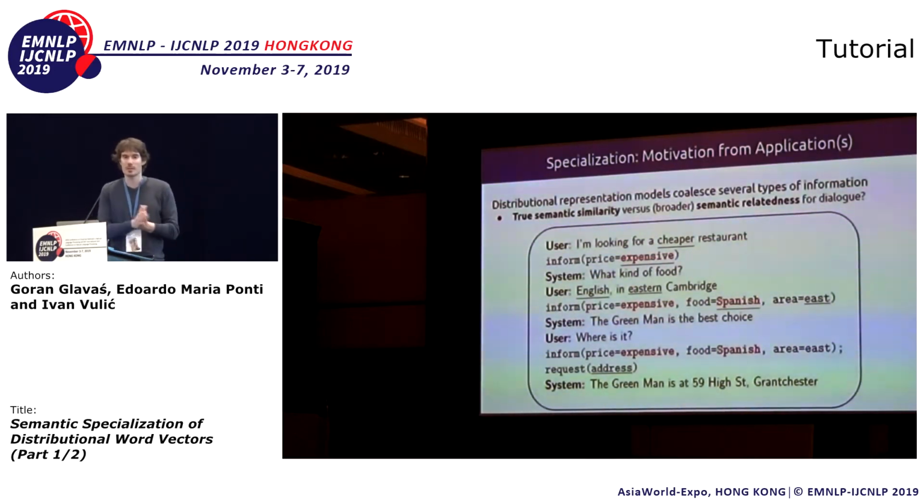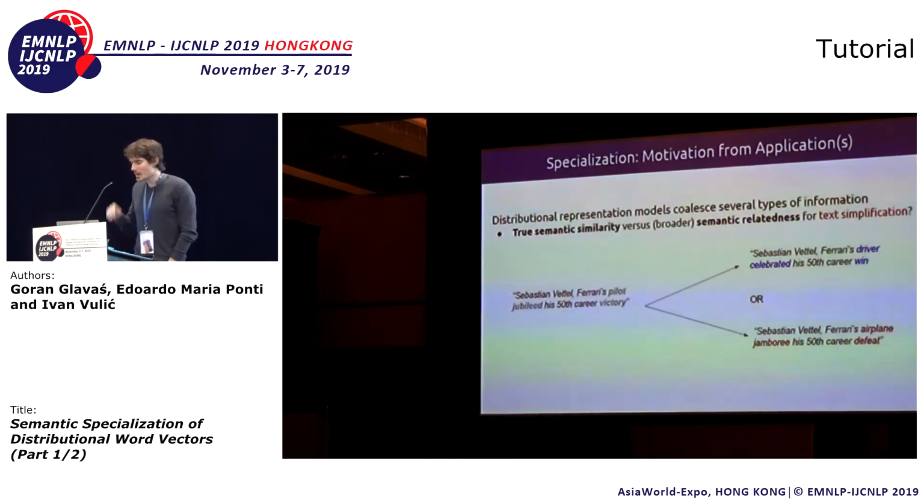So that's one reason why we want to steer our distributional representations to capture true semantic similarity. Another application that we also cover is text simplification, where the task is quite simple.